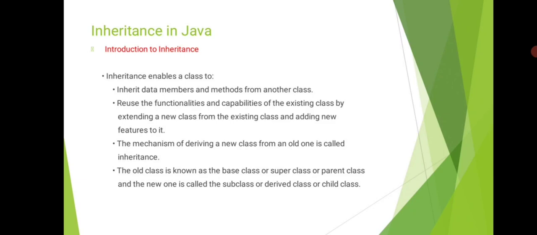So what does inheritance mean? The mechanism of deriving a new class from the old one is called inheritance. The old class is known as the base class, super class or parent class. The old class that we first created, we call a base class, or a super class, or a parent class. And the new one that is created, that class is called a subclass, derived class or child class. We can call it by any of these three names: subclass, derived class or child class. So the derived class is the new class which inherits from the super class or base class.